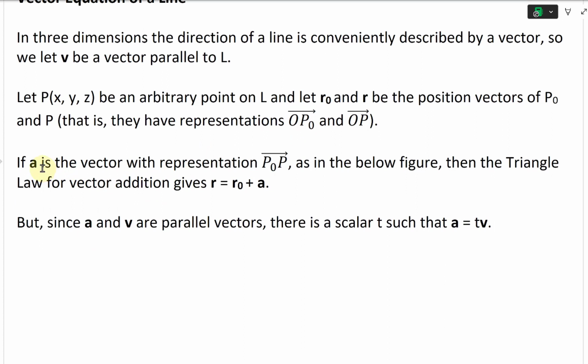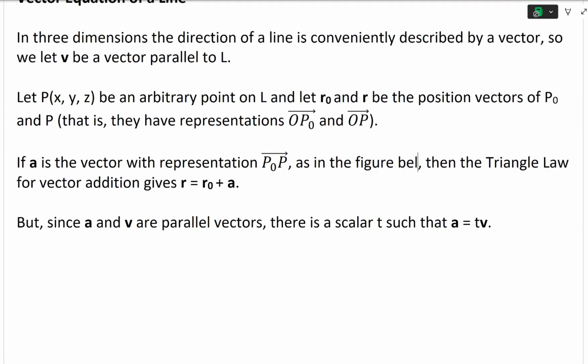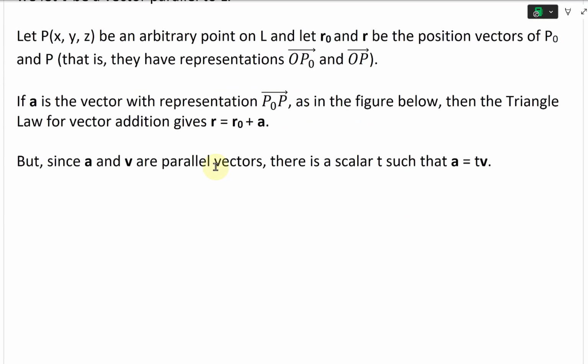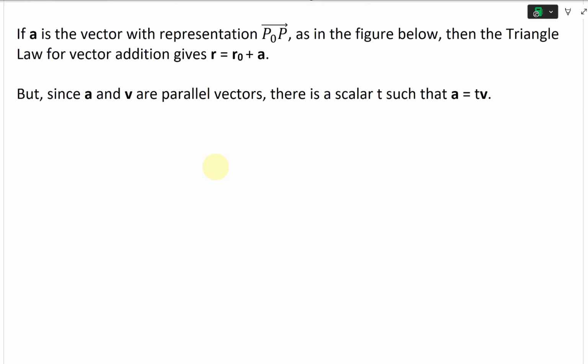So if the vector a is a vector with representation P naught P, as in the figure below, then the triangle law for vector addition gives r vector equals r naught plus a. But since a and v are parallel vectors, there's a scalar t such that a equals tv. So let's make sense of all of this. Let's draw this out.